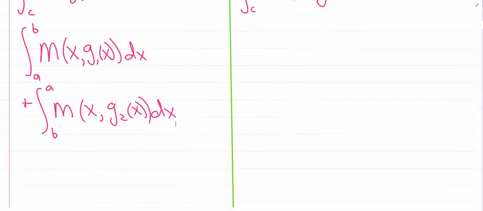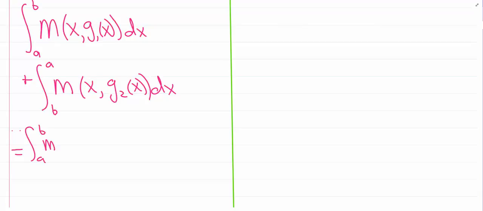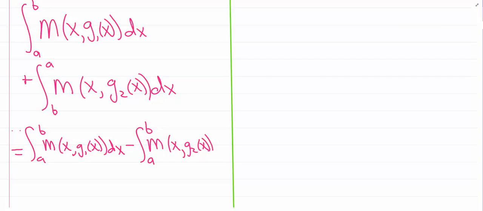Now, I don't particularly care for this idea that I'm going from B to A. So let me make some changes here. I want to rewrite this whole thing. I've got my integral from A to B of M(x, g1 of x) dx minus the integral from A to B. Now see, this went from B to A, but now I'm changing it from A to B, and I can do that as long as I put a negative out front. So this is going to be M(x, g2 of x) dx. Okay? Is everybody dandy with that?